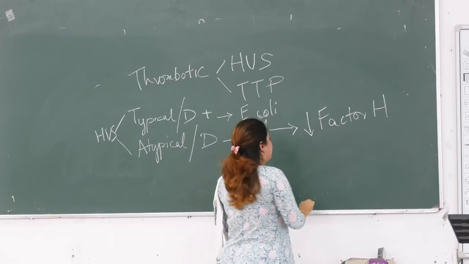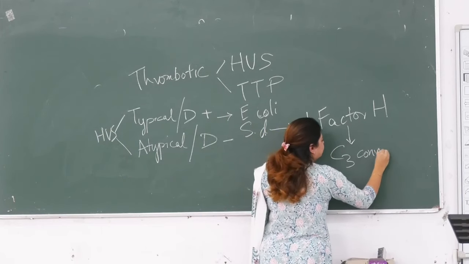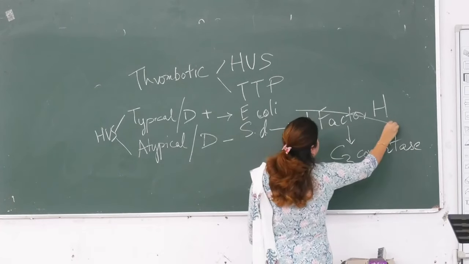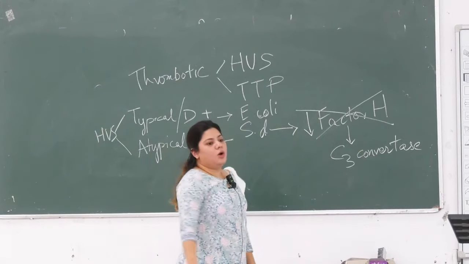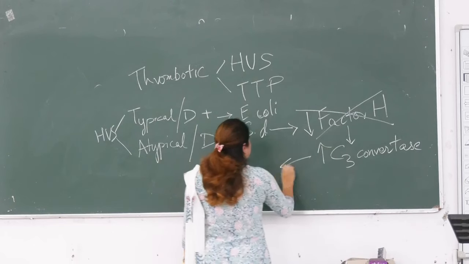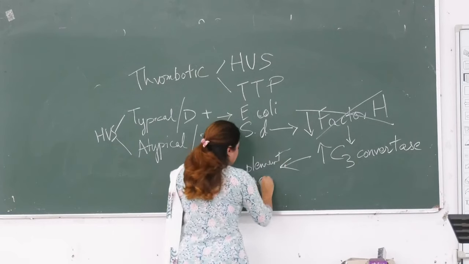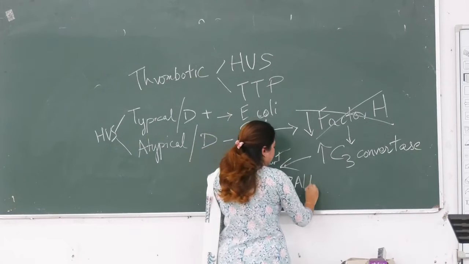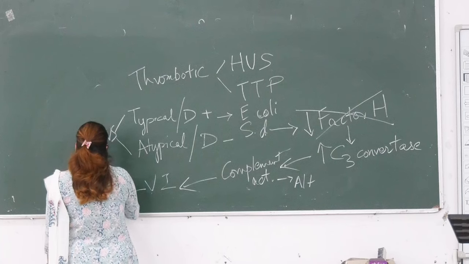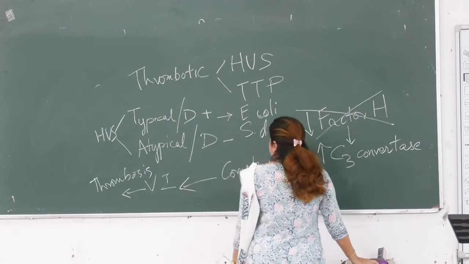Right, this factor H, what it does is it cleaves C3 convertase. Now, if factor H is not there, due to some mutation or antibodies, C3 convertase is increased, alternative pathway, right? And then there is vascular entry. Okay.